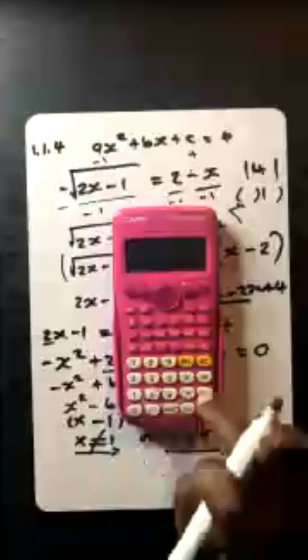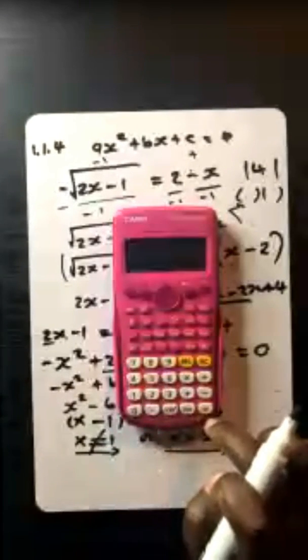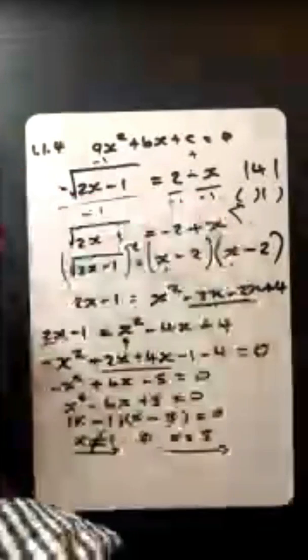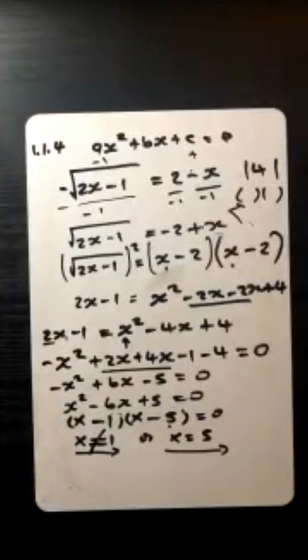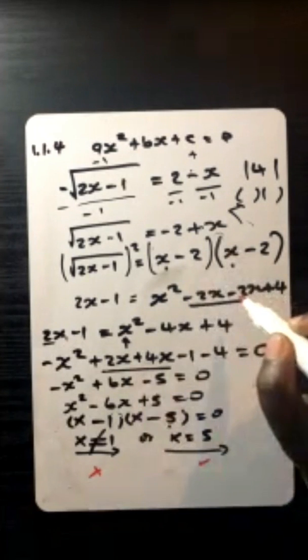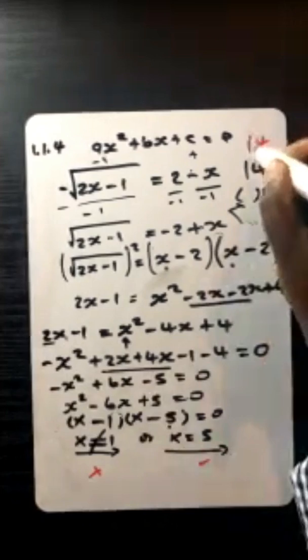2 a minus 5, which is negative 3. Ladies and gentlemen, it means this is the end of your question, where x is not equal to 1, but it's equal to 5. So this is how you might score your 4 marks.